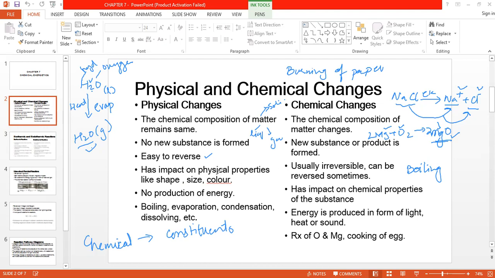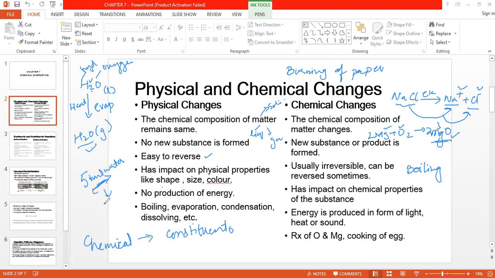What happens when a physical change occurs? As a result of a physical change, it might be possible that shape, size, or color may change. For example, if we consider the size of a liquid: there is a container with 50 ml of water in it, so the size or volume of the water will be 50.